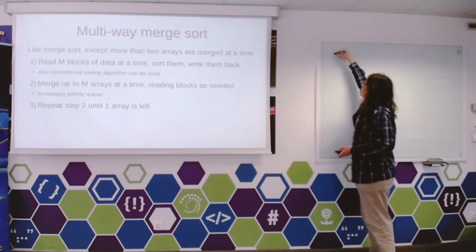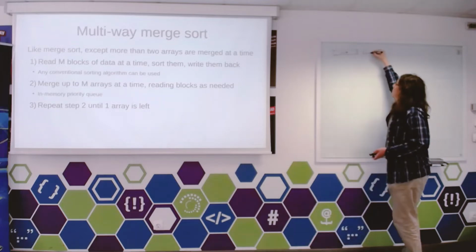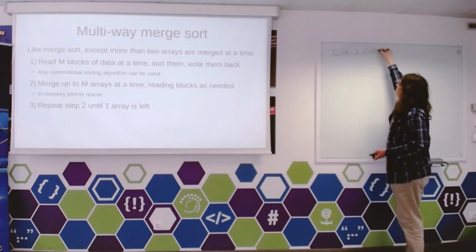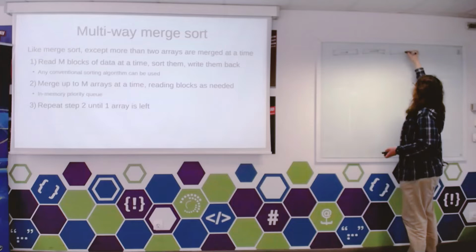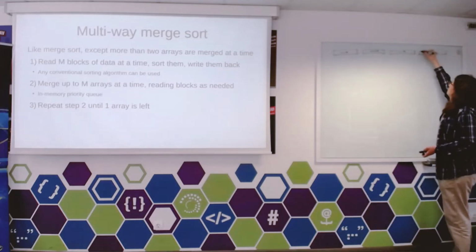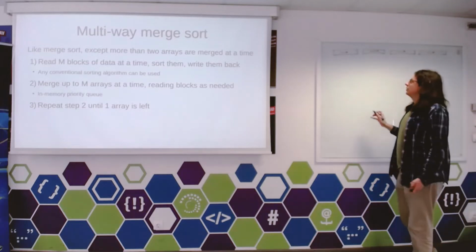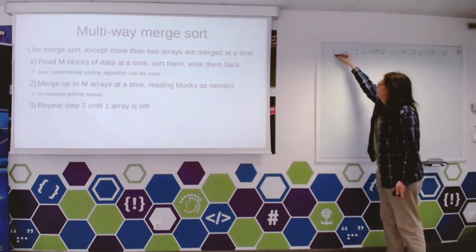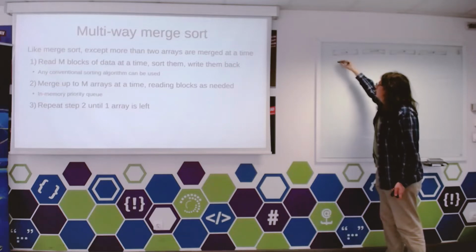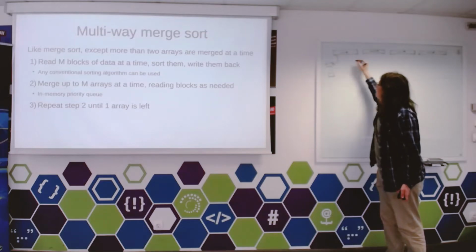So we have our sorted arrays. We have lots of them. And what we do is we start by reading one block from each array. We just read the first block from each one.